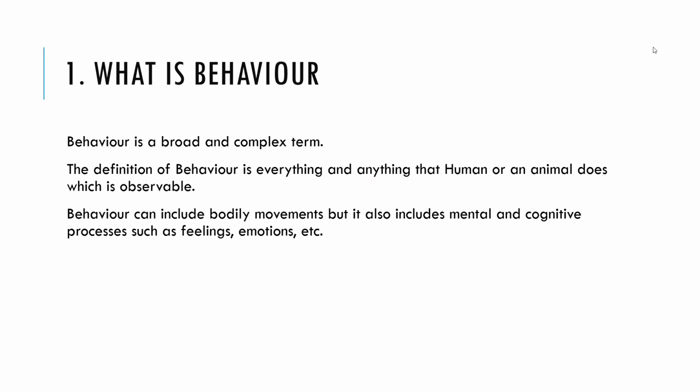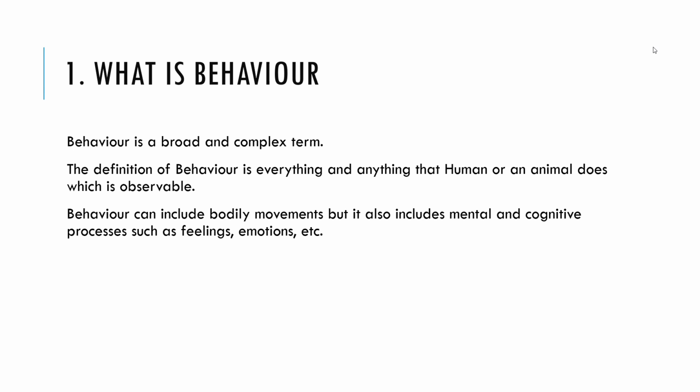What is behavior? Behavior is a broad and complex term. Now let's get to the definition of behavior. Behavior is complex, obviously, and that is the reason why we are talking in a basic way in this video, so that you can have an idea of exactly what behavior is. The definition of behavior is very important. In order to get into what behavior is, we need to understand its definition. The definition of behavior is everything and anything that a human or an animal does.